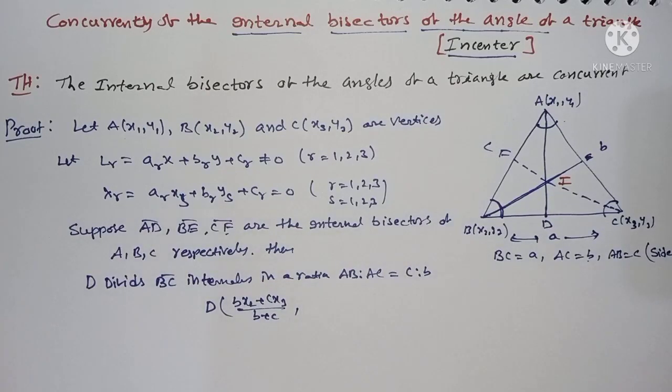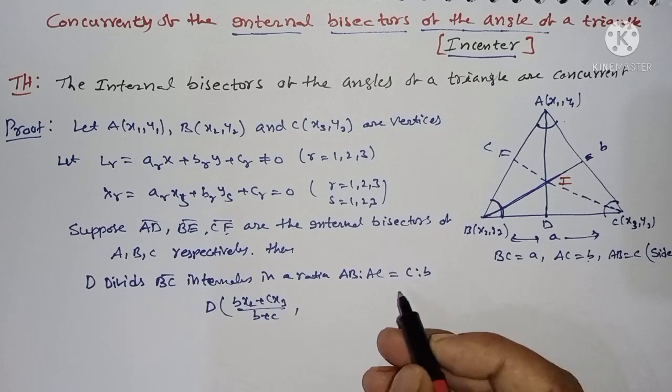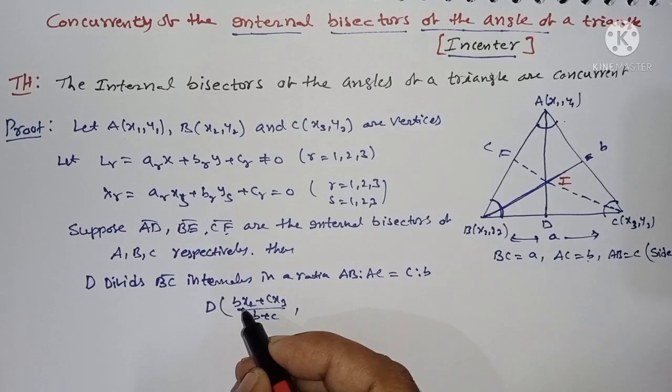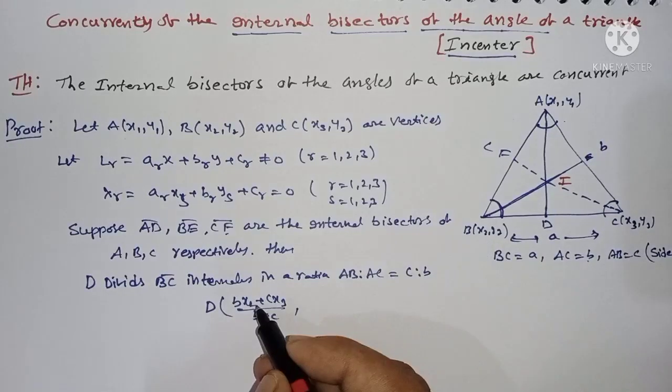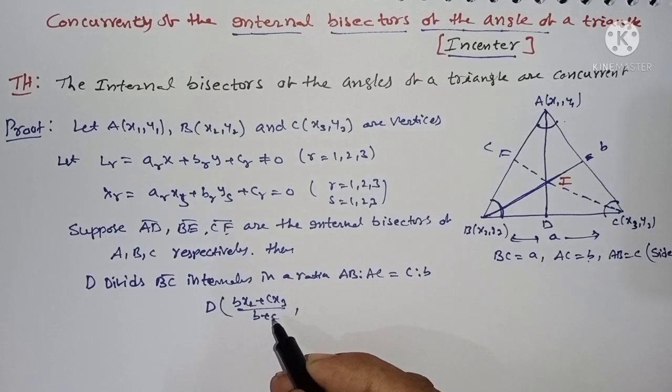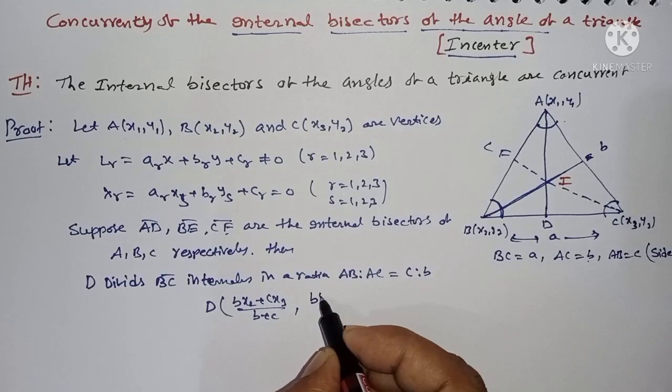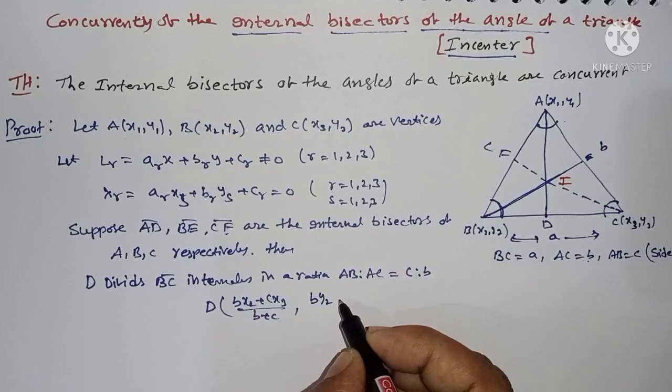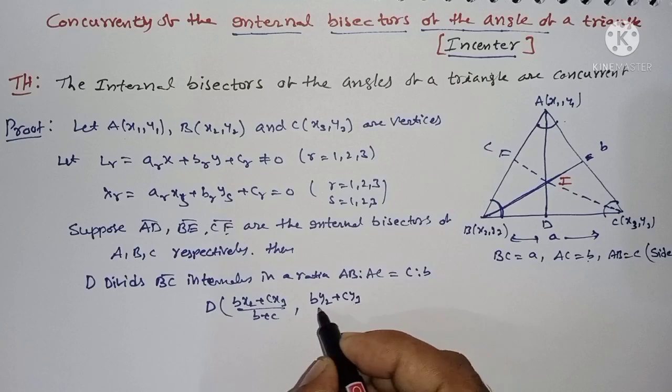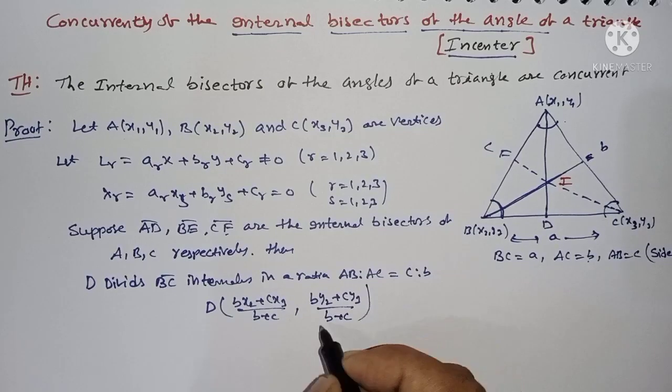This is the m is to n formula. For x1, y1, x2, y2, the point is (m x2 plus n x1) by (m plus n). Similarly here, c is to b, so first you can take (b x2 plus c x3) by (b plus c), and similarly (b y2 plus c y3) by (b plus c). This is the point D.